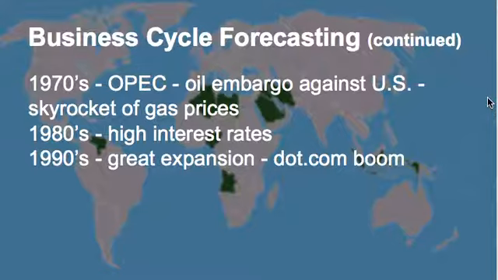Other things that took place: in the 1970s, we saw the U.S. had an embargo put against them. What that meant is that OPEC, who was in charge of the majority of the world's oil at that time, was retaliating against the U.S. because we were providing aid to Israel, and some of those OPEC members were against Israel. They cut us off completely from our oil.